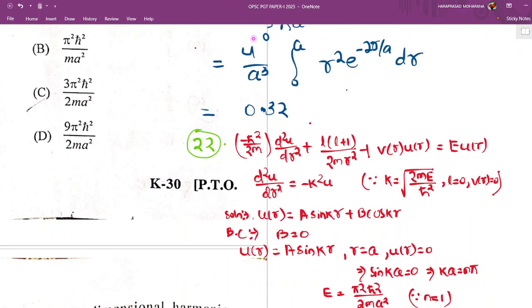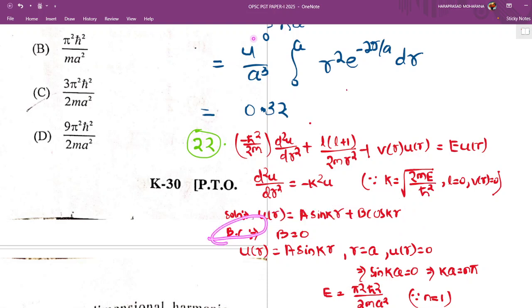Question number 22. Yes, we have the Schrodinger equation. We have the radial Schrodinger equation as: minus h cross square by 2m d square u by dr square, plus l into l plus 1 by 2m r square, plus V(r) u(r), is equal to E u(r). We can put the limit here. We have been given the potential, so I have put it there. So d square u by dr square gives minus k square u, where k is root of 2mE divided by h cross square. If you do the solution, you will find that u(r) is equal to a sin kr plus b cos kr.